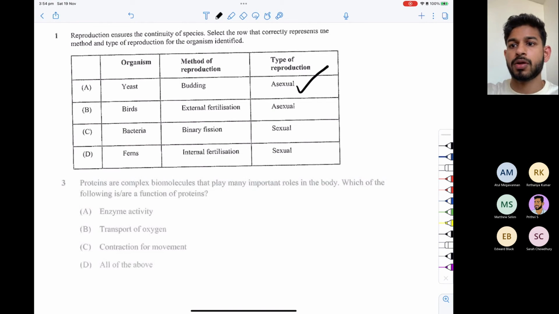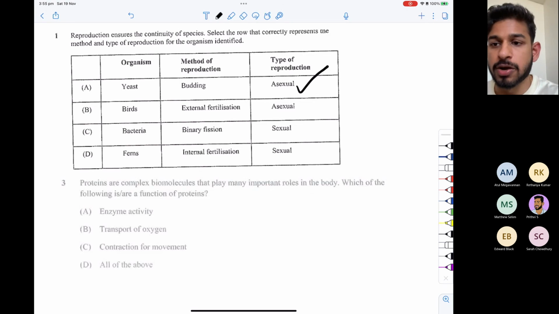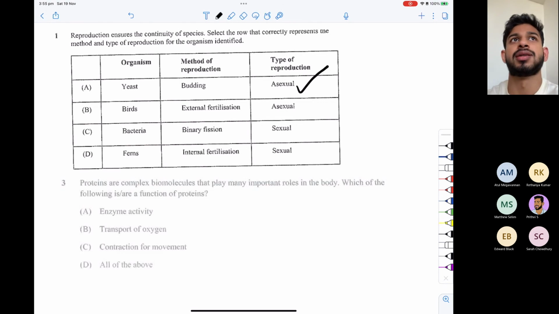Good. All right. Birds, what would birds be? External fertilization or internal fertilization, Ed? Oh, is that me? Yeah, birds. Internal. Good, internal, but they lay eggs, but still internal fertilization.